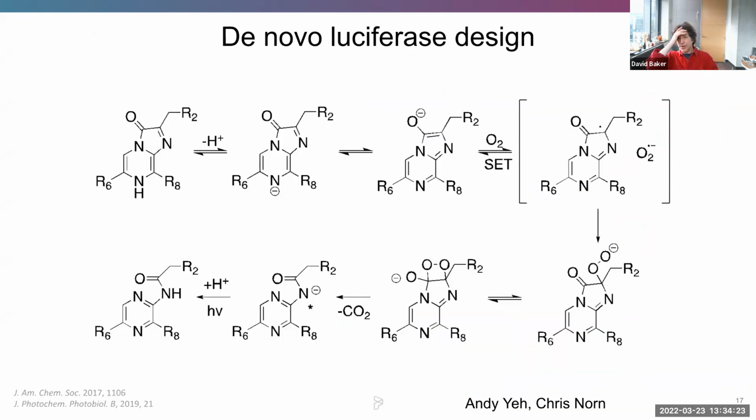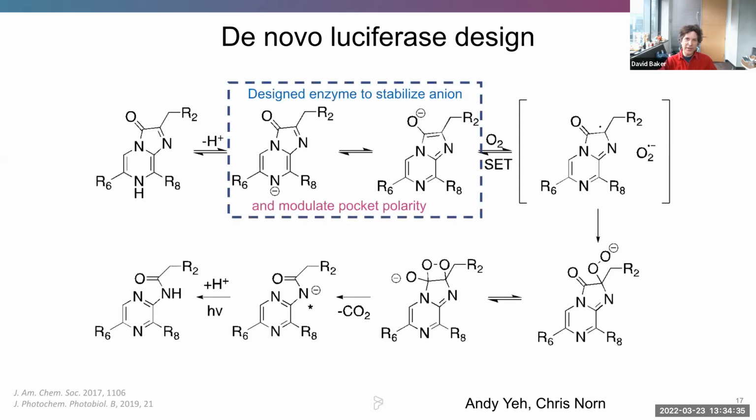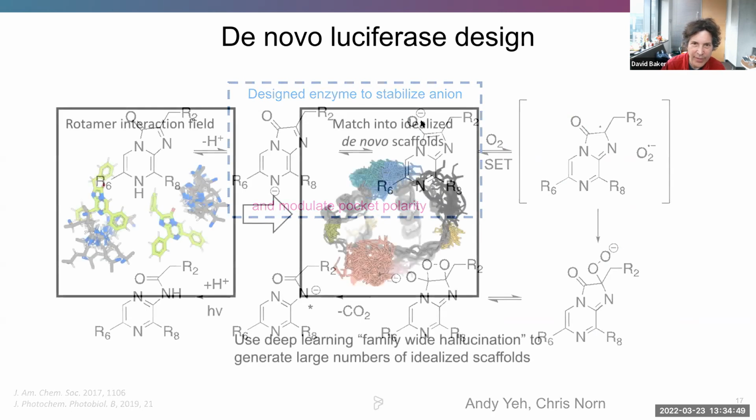So a grand challenge for protein design for some time has been enzyme design, and Andy and Chris Norden took on the challenge of designing new luciferases from scratch. So the way they did this was to design proteins which had pockets which were very shape complementary to this oxyanion intermediate. And I'll show you how they did that.